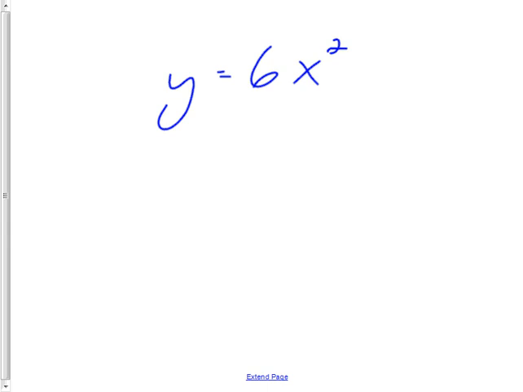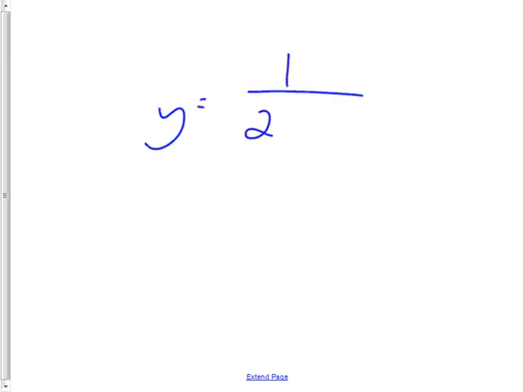Okay. So how about this? Y equals 1 over 2x to the negative second. I'd like you to try to figure out for me if this is a power function.